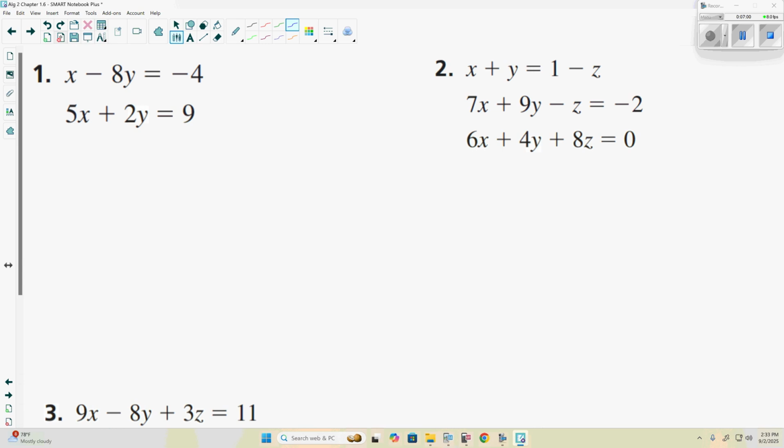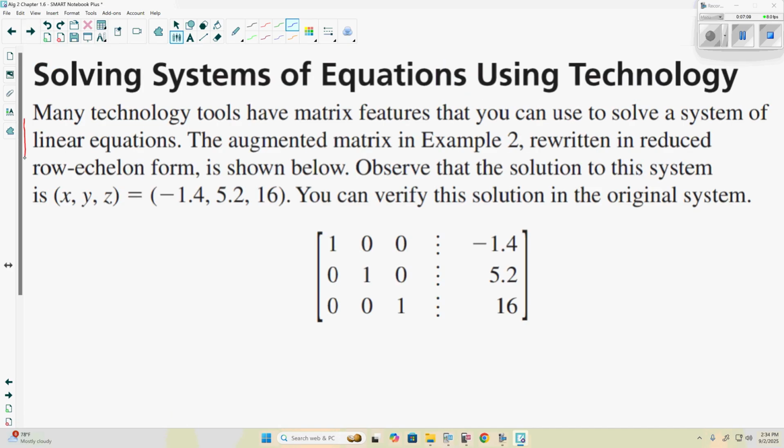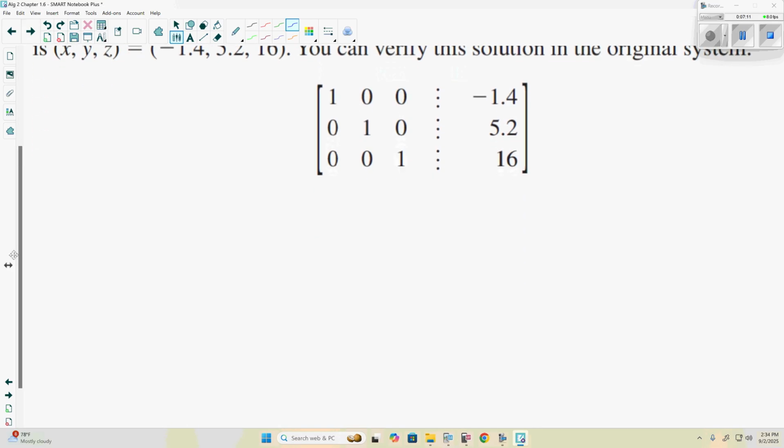Questions on writing augmented matrices, or do we feel comfortable with writing these? You feel good with these here? All right. Now we can solve a system of equations using matrices in reduced row echelon form. Because this here, this diagonal of 1s, when we get a matrix to this form, we say that it is in reduced row echelon form.